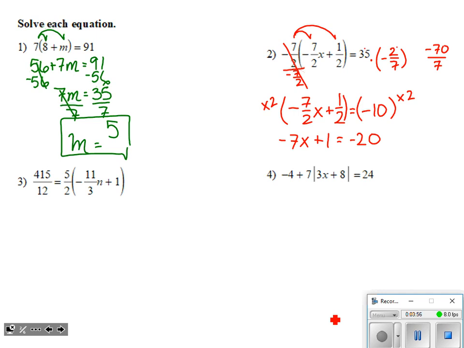Now, is this the only way to do the problem? Absolutely not. You could distribute and work with the fractions and get the correct answer every single time. I'm just showing you what I think might be a little bit clearer. Let's finish solving. We'll subtract 1 from both sides, then -7x equals -21. Divide both sides by -7, and I get x equals 3.